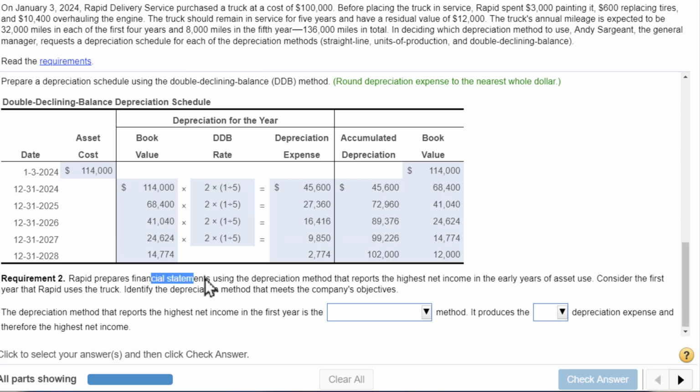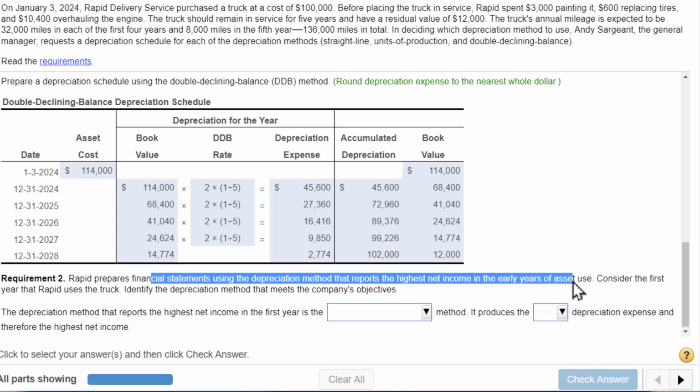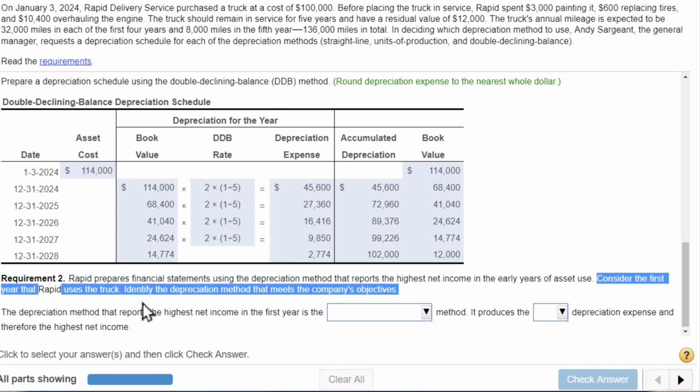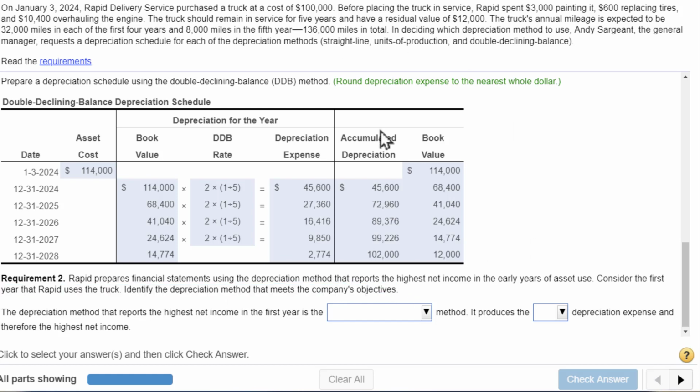Rapid prepares financial statements using the depreciation method that reports the highest net income in the early years of asset use. Consider the first year that Rapid uses the truck. Identify the depreciation method that meets the company's objectives. All right, so remember, these depreciation schedules affect an expense. So the company's goal is to have the highest net income in the early years. So if we want high net income, we need a low expense. So what we're going to do is look for the lowest depreciation expense in the first year.